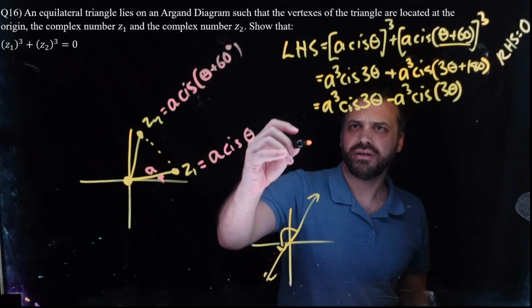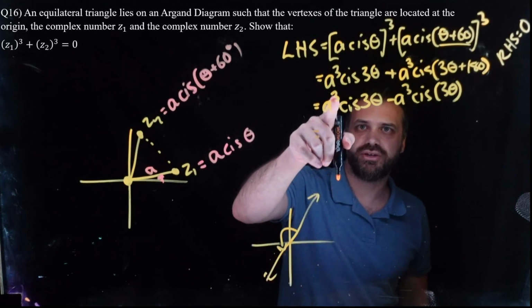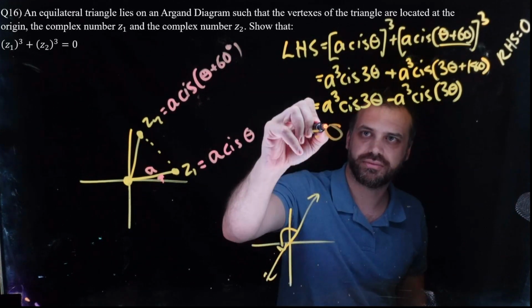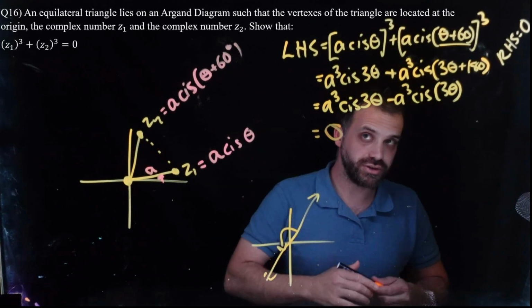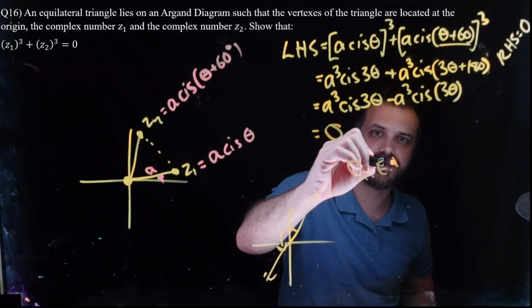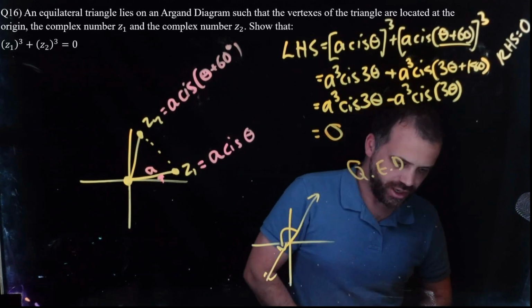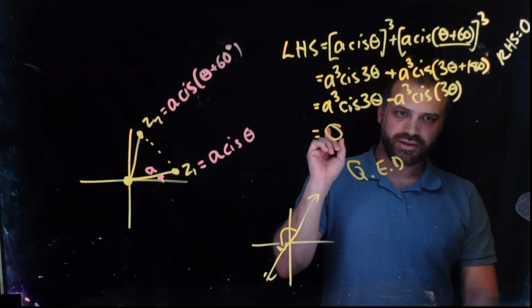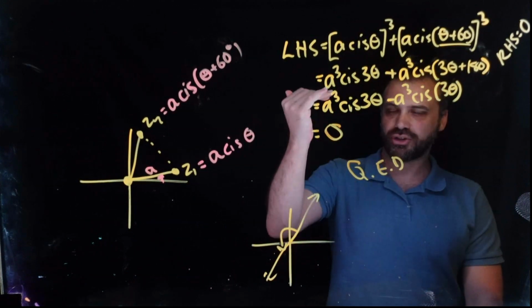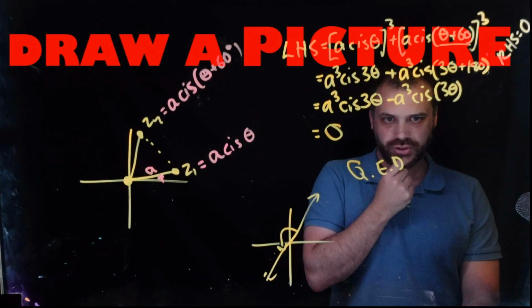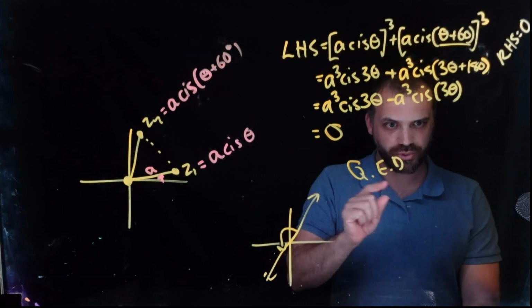Okay, we're done here, right? Because A cubed cis 3 theta minus A cubed cis 3 theta, they are the same thing. My answer is 0. The left-hand side equals the right-hand side. QED, proven, whatever it is you want to write. However it is you celebrate when you prove something, celebrate. That's a good question. I love it. Short, sweet, but it really makes you think about drawing pictures when you work.